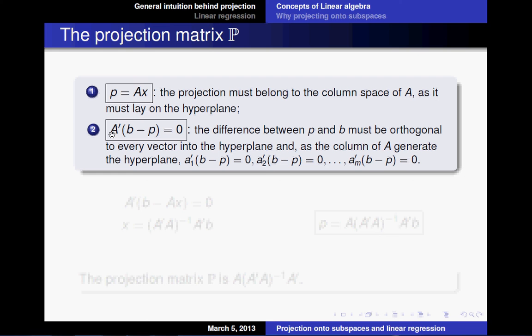Then the error vector must be orthogonal to each vector in the plane, and so particularly it must be orthogonal to the basis of this plane. This property is guaranteed by requiring that the inner product between A and B minus P be equal to 0.